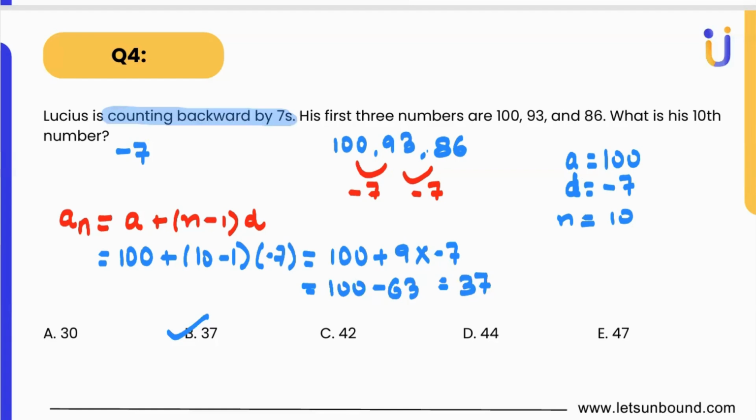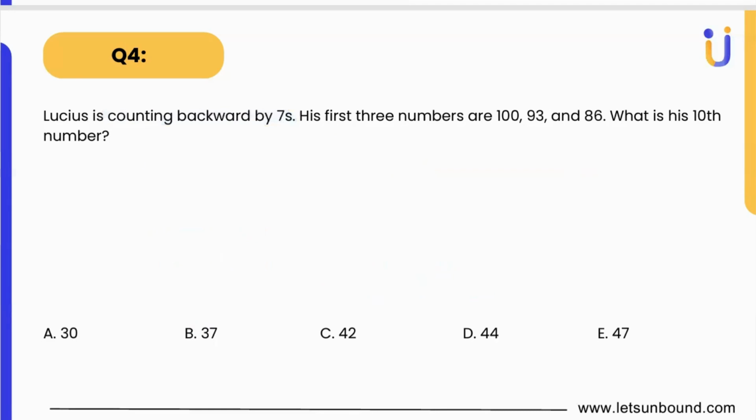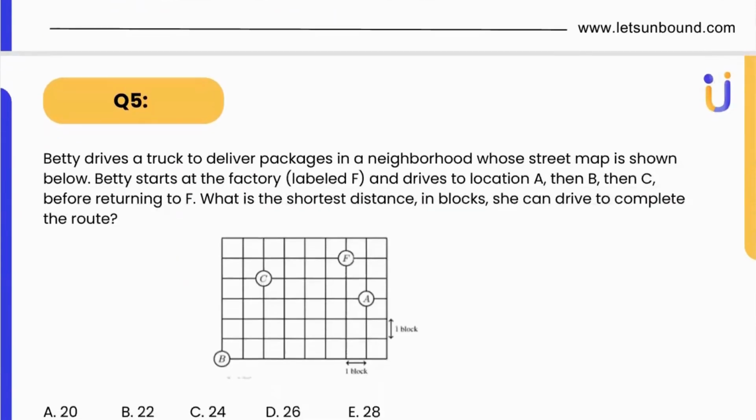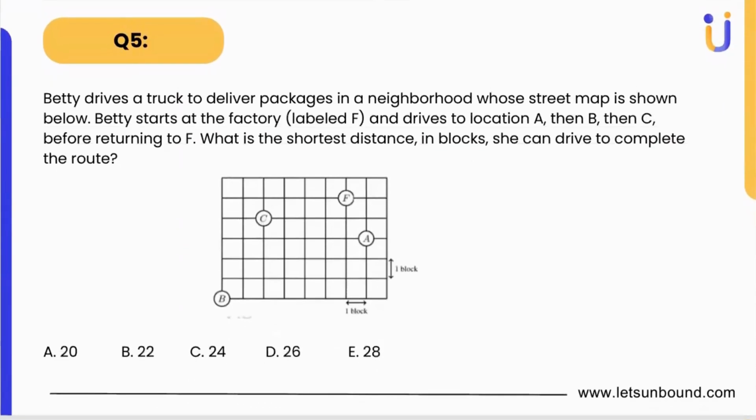To get to the second term, you can see you're subtracting 7 once. To get to the third term, you're subtracting 7 twice. That is why that formula has been constructed. From 100, you are taking out 9 sevens to do the backward counting. So this is a really good question on arithmetic progressions, a really easy one, which can be effective to solve and score a point. Let's move to the fifth question now.